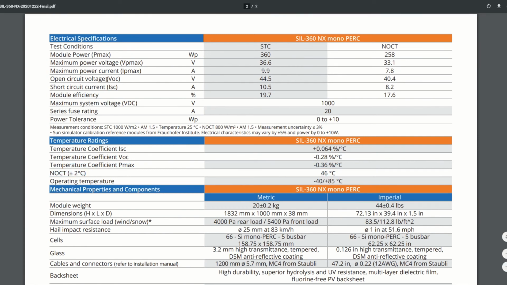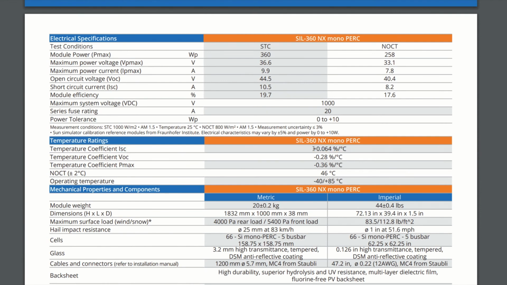Last is short circuit current. So we have a short circuit current of 10.5. There is a temperature coefficient for this. Typically I haven't seen many people do this calculation just because the effects are so small. This is 0.064 of a percent per Celsius. Generally, you definitely do the VOC. Most people do also the minimum voltage using Pmax. I haven't seen a lot of people do the temperature adjustment with current.